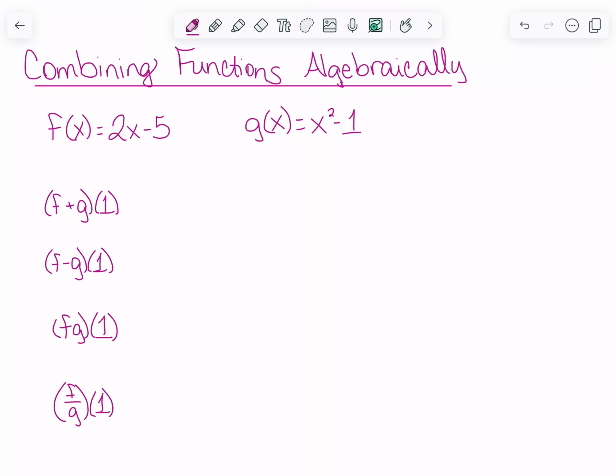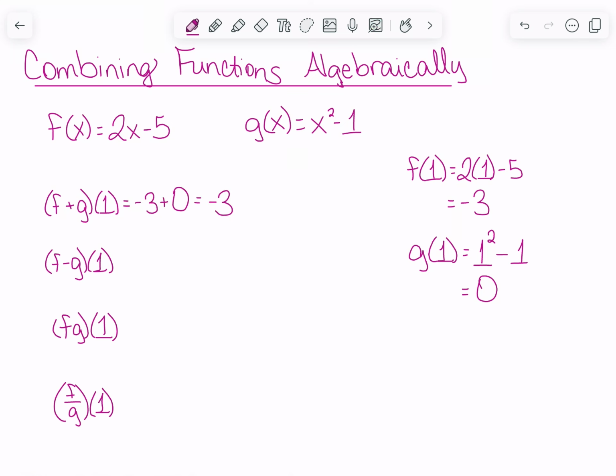The first thing I'm going to do is find f of 1. When I do that, I have 2 times 1 minus 5, which is negative 3. Next, I'm going to find g of 1. When I do that, I get 1 squared minus 1, which is 0. So now from there I can start using these values. For f plus g of 1, we would add negative 3 plus 0 to get negative 3.